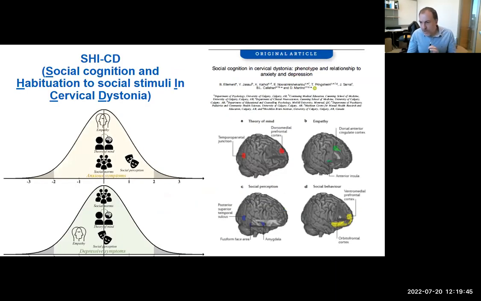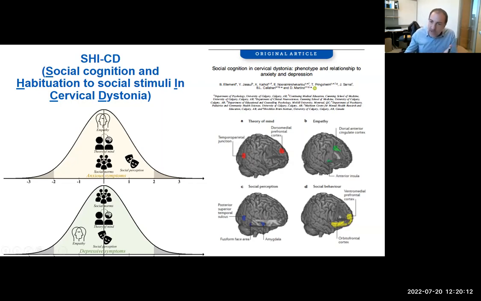Another question that we asked ourselves is, does this social anxiety or social phobia or social problems that patients with dystonia may report and manifest, is it related to social cognition? So the ability to process socially relevant, socially salient stimuli. And a number of studies have been performed on this topic, very few actually.